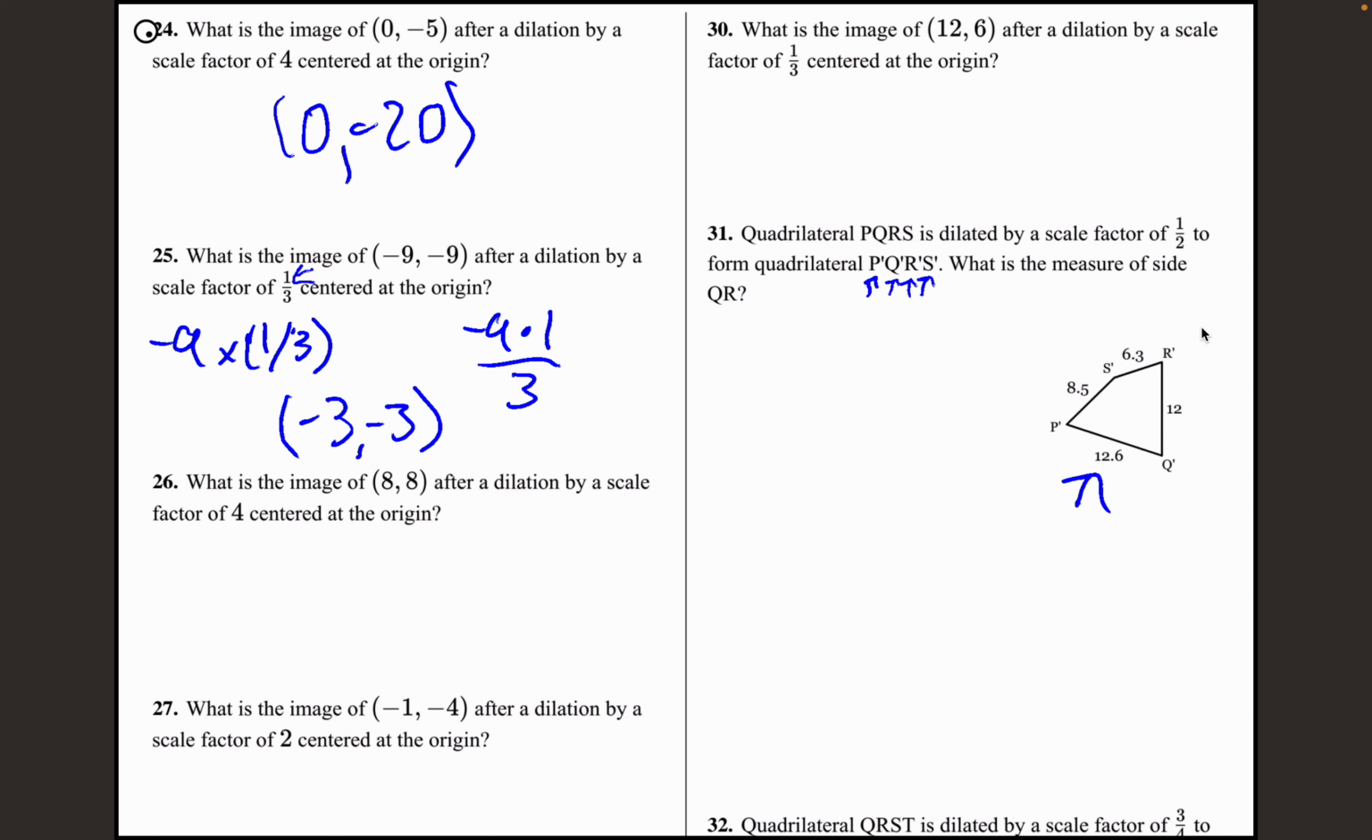This is the new figure. So we're finding the previous one. So it already did the scale factor of 1/2, and this is the result. So we need to do the opposite. So this time we're going to multiply by 2 to get that original figure. So to find QR, since Q'R' is 12, we times it by 2, and what's 12 times 2? So that's our answer. Okay?